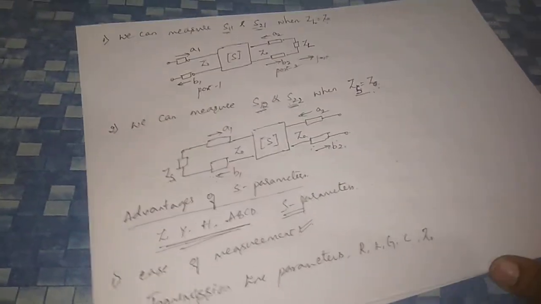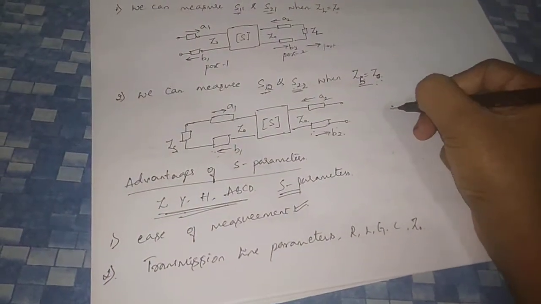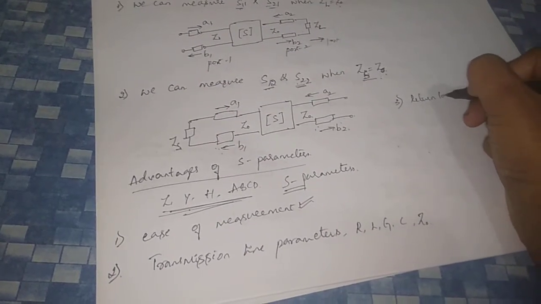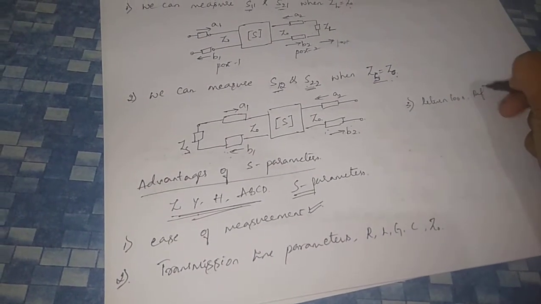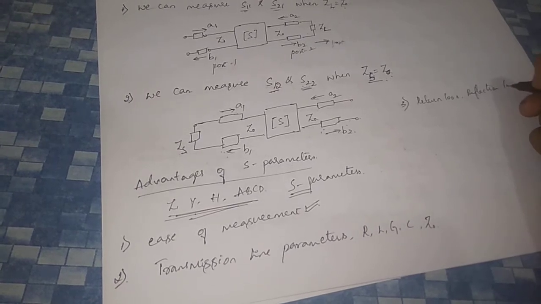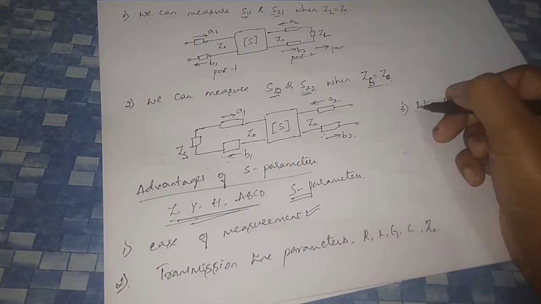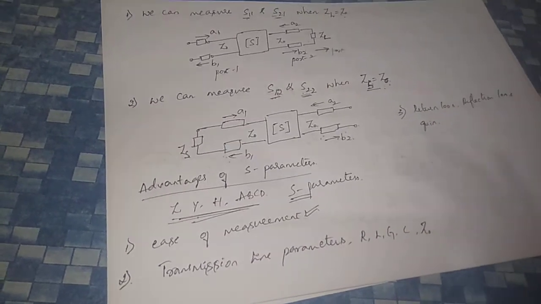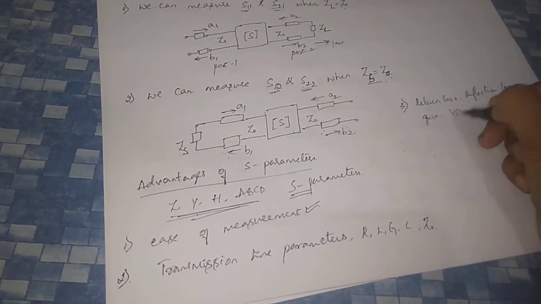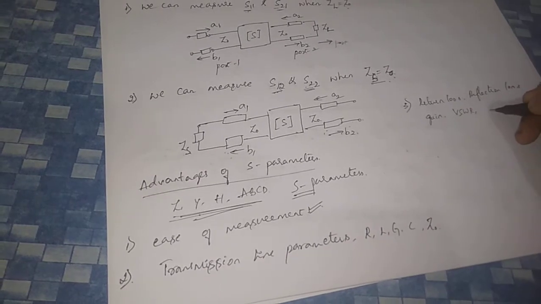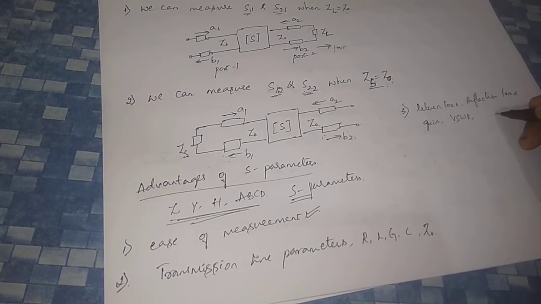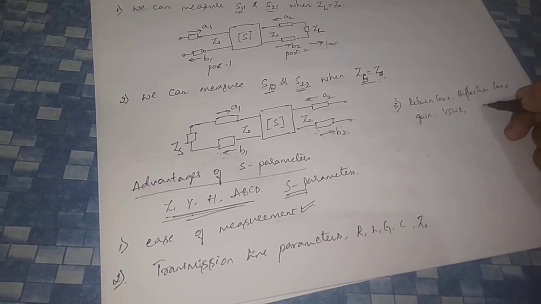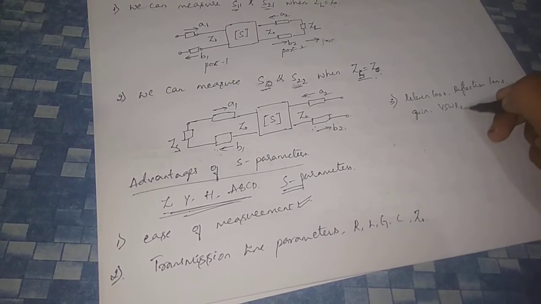So what are the other advantages? This is the third one. The return loss, reflection loss, insertion loss, the gain, VSWR, reflection coefficient, and other parameters of the microwave network can be derived using S parameters.